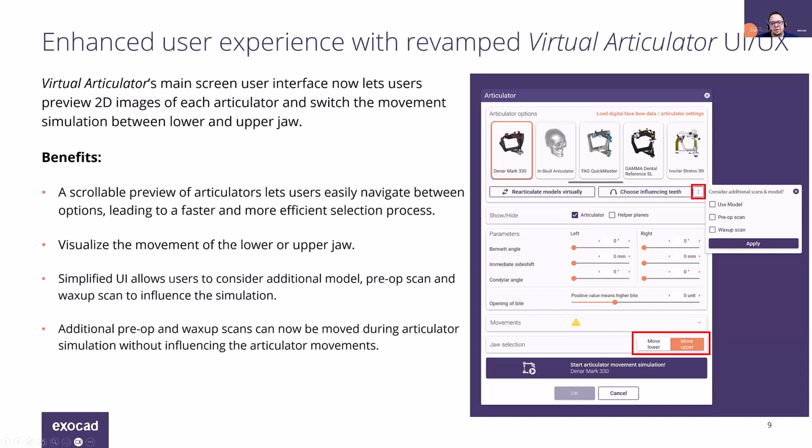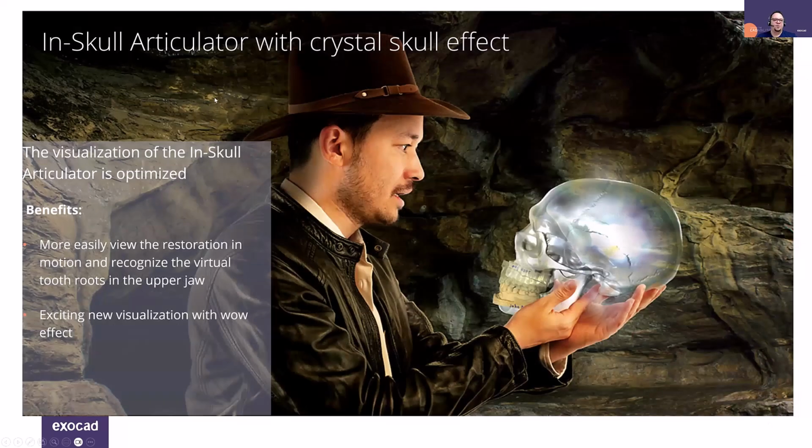So with that being said, the additional pre-op and wax-up scans can now be moved during the articulator simulation without influencing the articulator movements as well. And the in-skull articulator, the UI of this has been updated again, so the crystal skull effect. For this, you can easily see the restoration a lot more clearly within the motion and recognize the virtual tooth roots in the upper jaw.